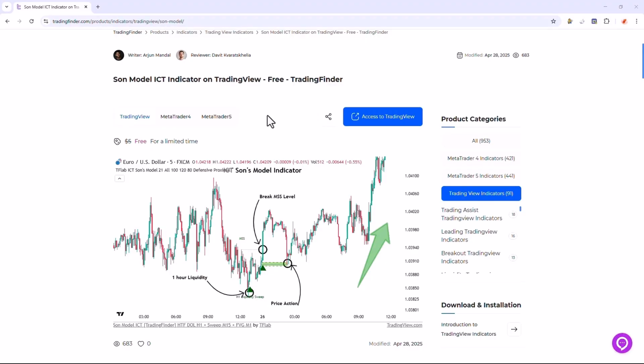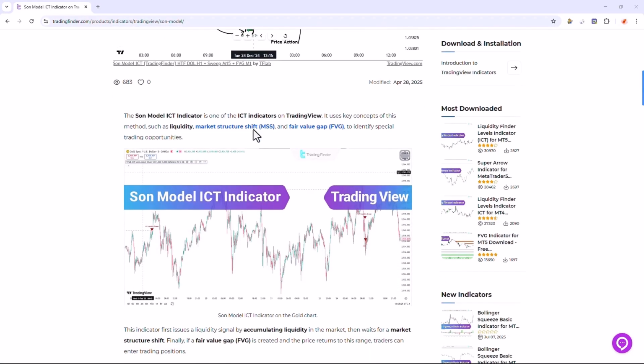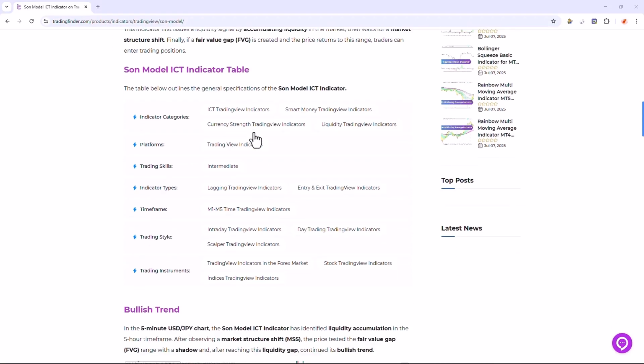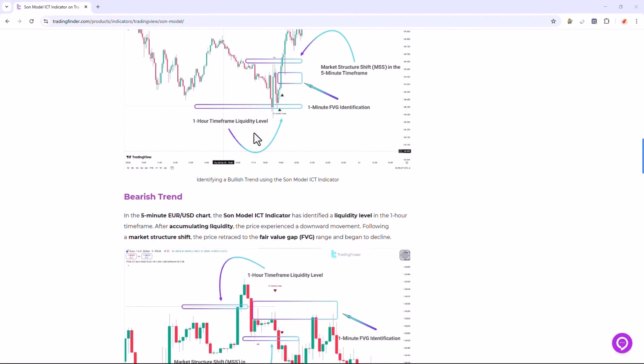the SAM ICT indicator, which is available for various platforms on the TradingFinder website. From this section, you can access the indicator on the TradingView website. Additionally, traders can read this page to learn about how the indicator works and its functionality.